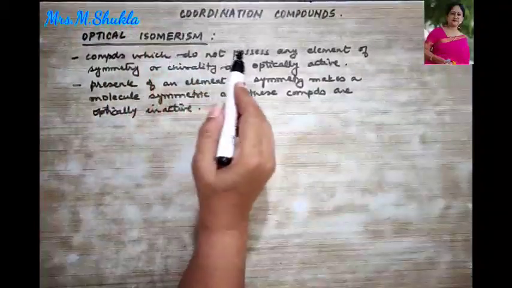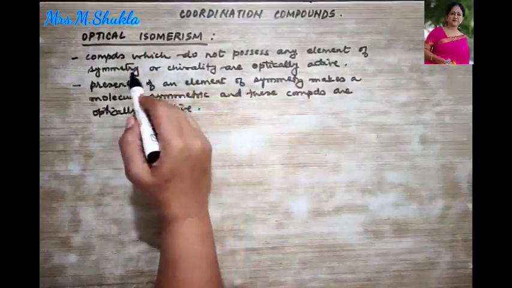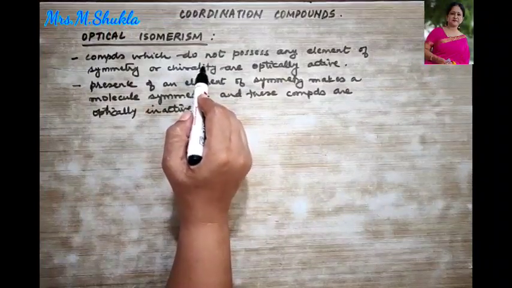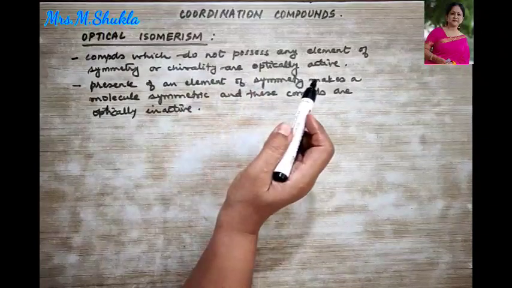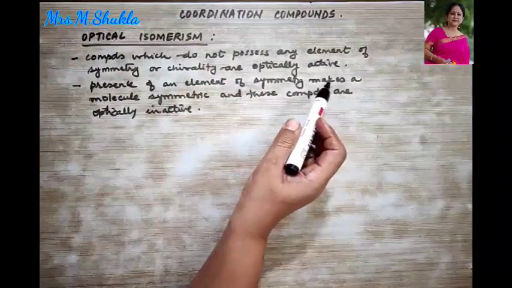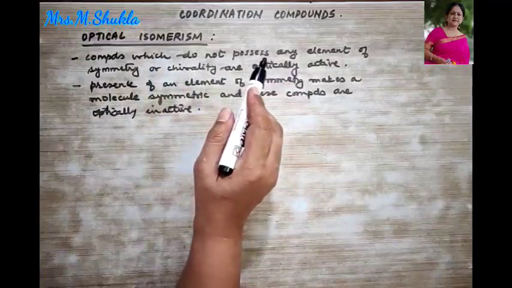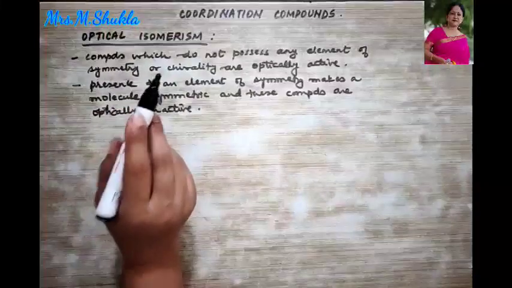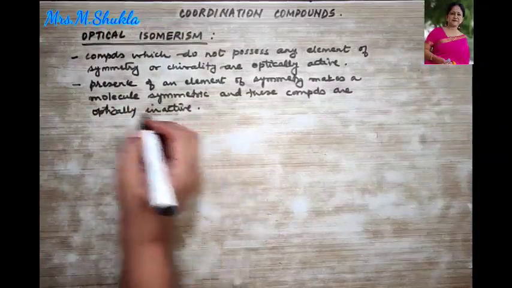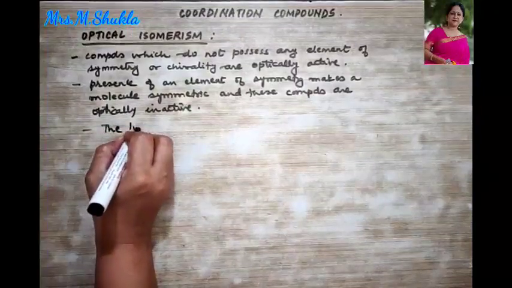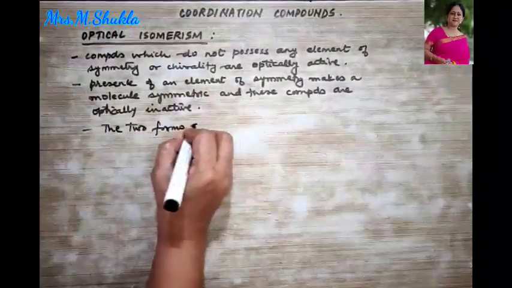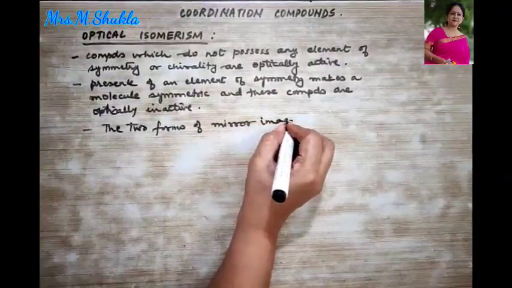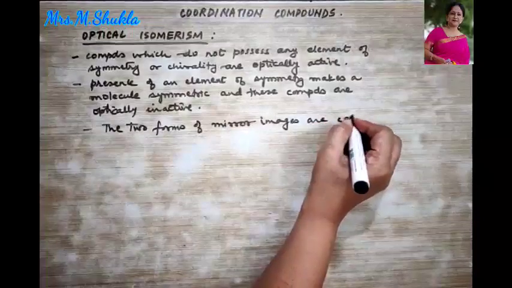So what do we conclude by these 2 points? That if a molecule does not possess any element of symmetry, its mirror image is not superimposable on the molecule itself. This makes the molecule optically active. Clear? Such molecules exhibit optical isomerism. Fine. The 2 forms of mirror images, what are they called as? Enantiomers. The 2 forms of mirror images are called what?